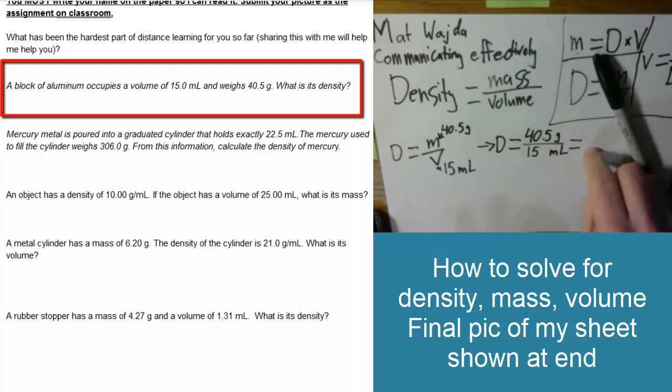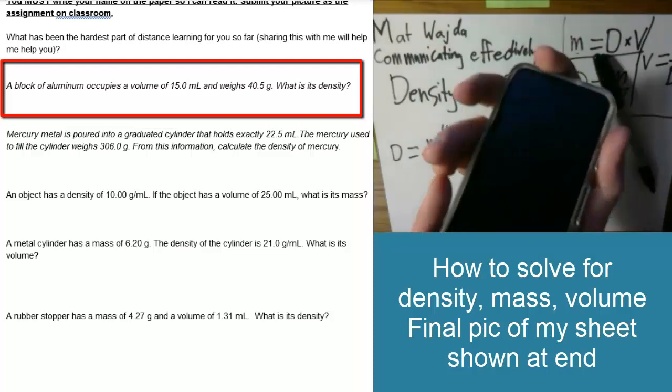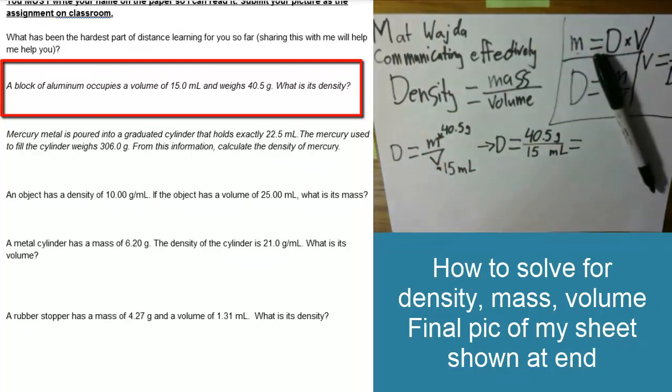And then the final step is to calculate that. I'm using my phone as a calculator. You can do that too. There's nothing I can do to stop you from looking at your phone right now, right? So it doesn't really matter what you're using as a calculator.